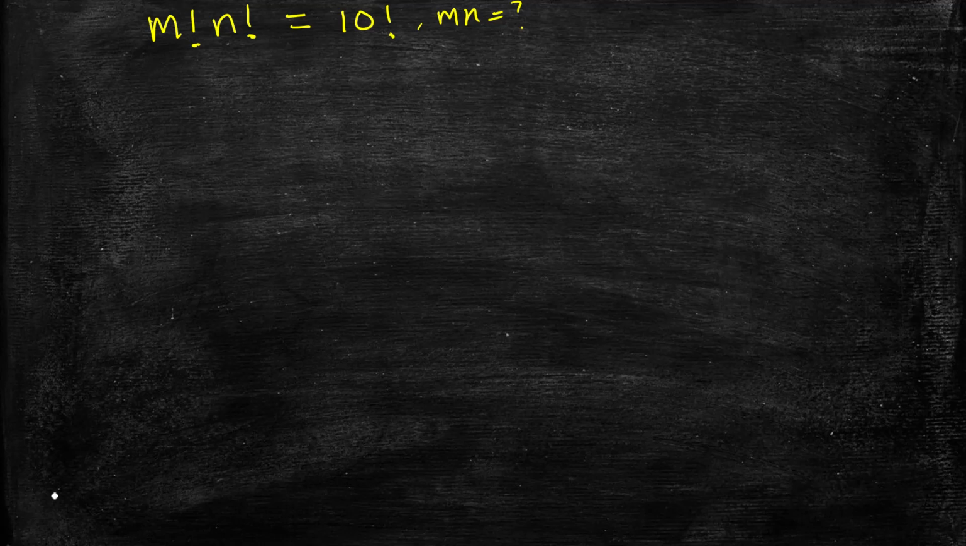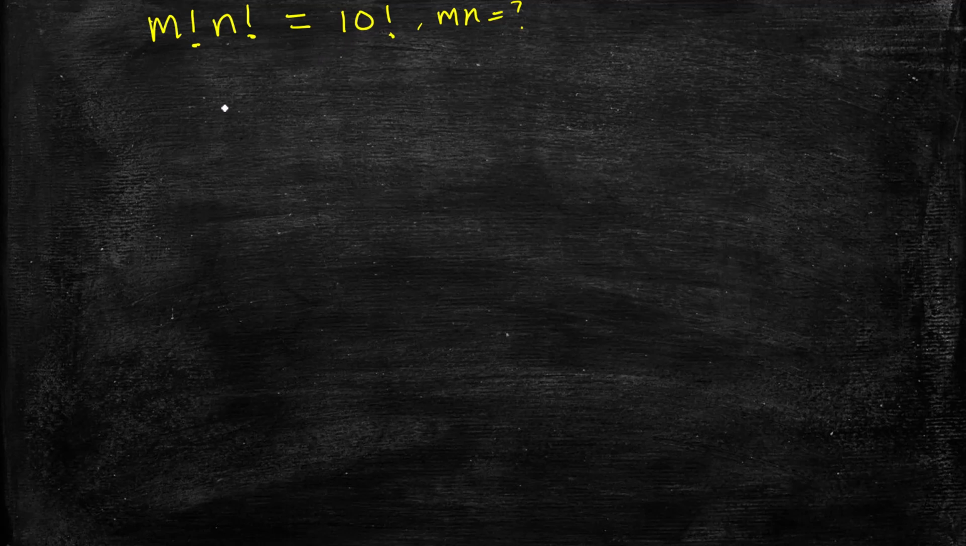Let's look at this question. Okay, so we have m factorial, n factorial. So m factorial times n factorial equals 10 factorial. The question says find the product of m and n.